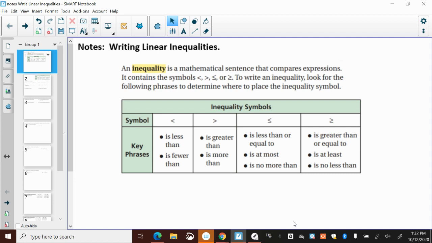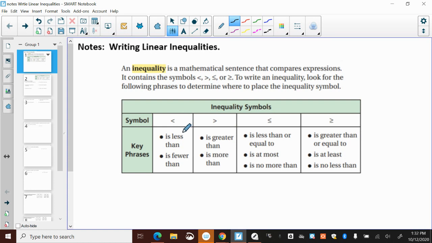Everybody. Today we're going to start our new unit on inequalities. Today we're just going to talk about writing and translating. So an inequality is a mathematical sentence that compares expressions. It contains the symbols: less than, greater than, less than or equal to, greater than or equal to. And we want to be able to translate words into these expressions.